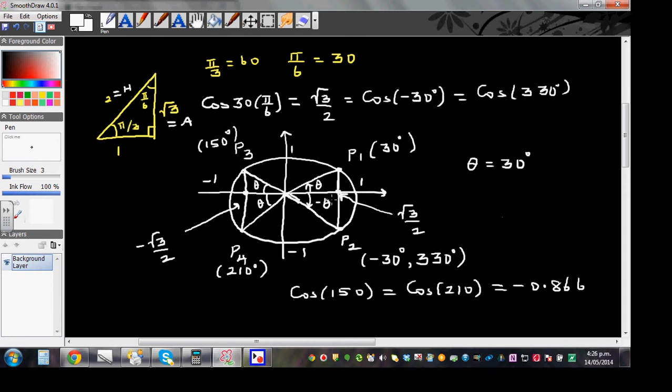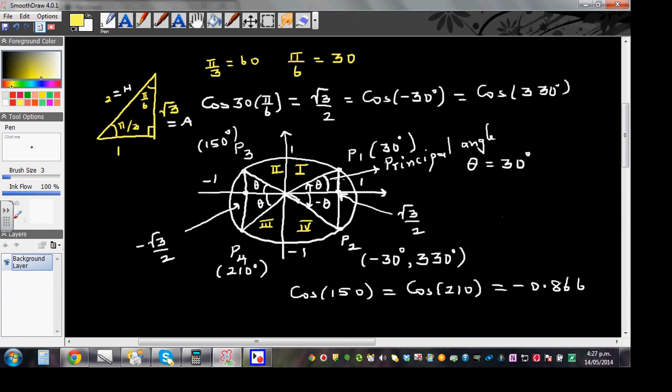So basically what I want to emphasize in this video is this angle is called the principal angle. This angle in the first quadrant is called the principal angle. So if you know the value of the principal angle, you can find the other values in the other quadrants. This is the first quadrant. I hope you know this. This is the second quadrant. This is the third quadrant. And this is the fourth quadrant.